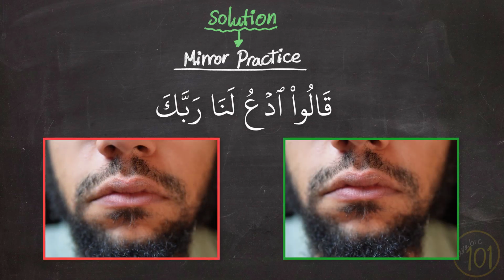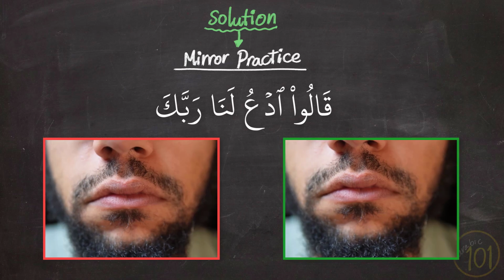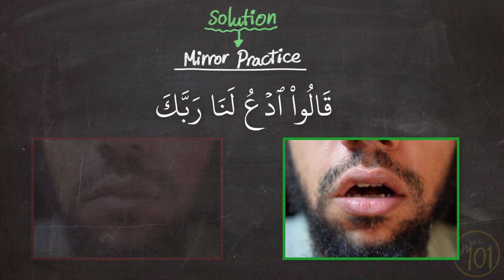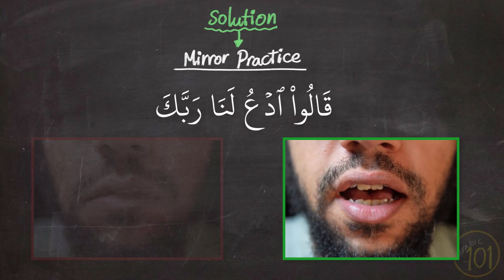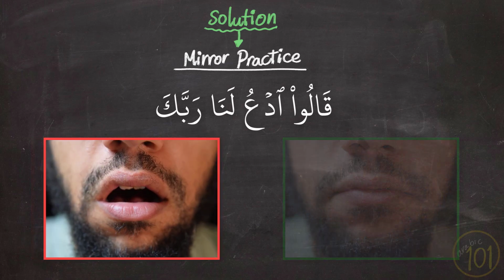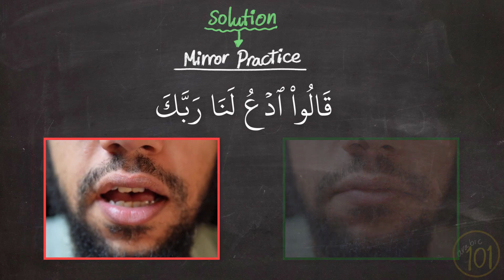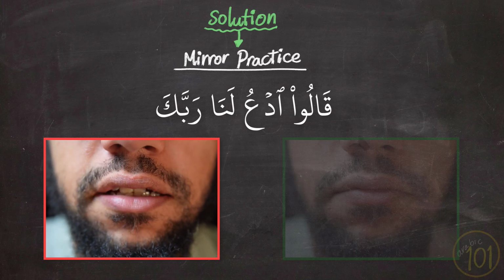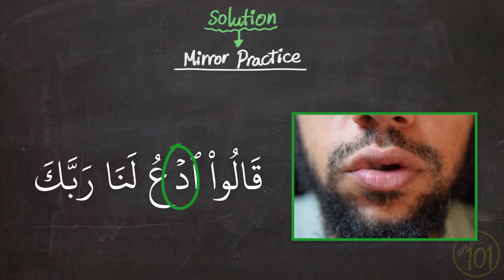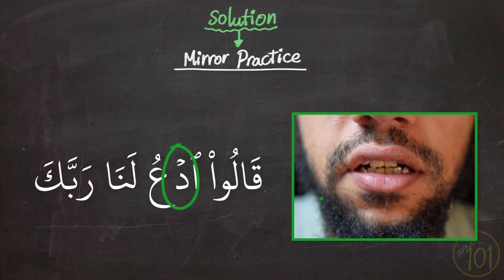If you chose this one, you are right. Let's listen to it. قالوا ادع لنا ربك. So when the letter dal is pronounced between two letters with dhamma, the lips should be relaxed without any O formation.